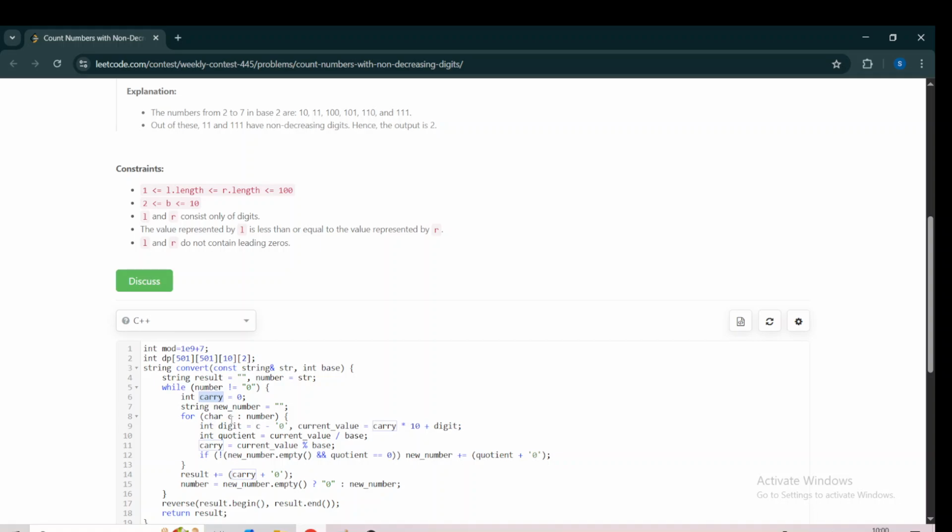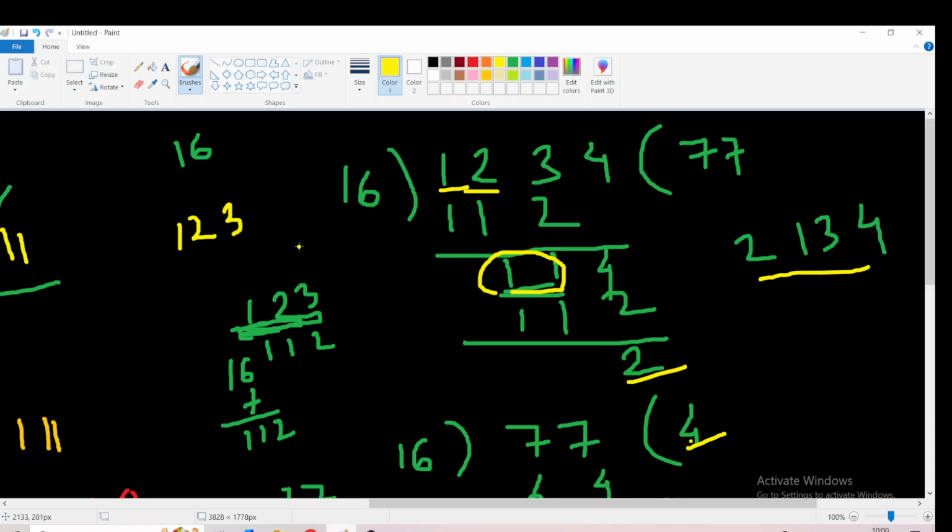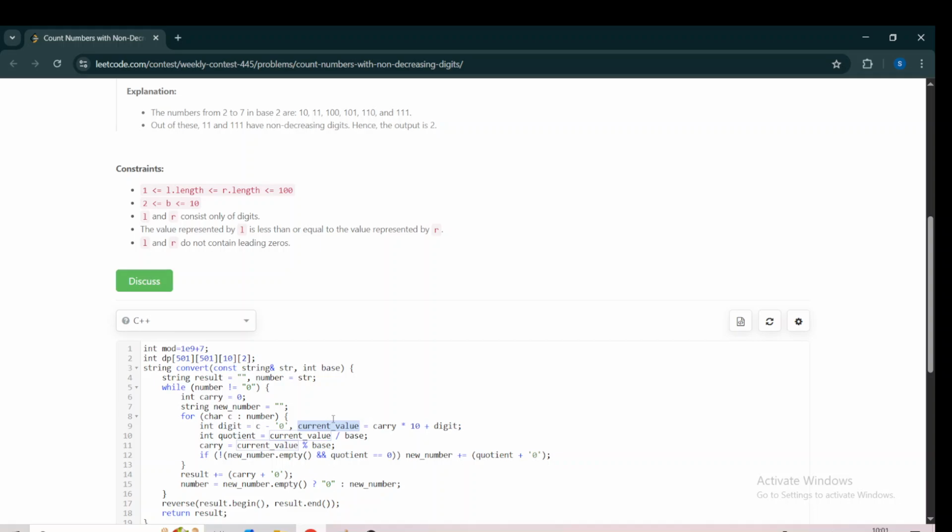So we are iterating over each character in the number from left to right. Now our digit is the current character minus '0'. Now our current value will be carry into 10 plus digit. Initially carry is 0, so carry into 10 plus 1 will be 1. After the second iteration, 1 into 10 plus 2 will be 12. So the current value will be 12.